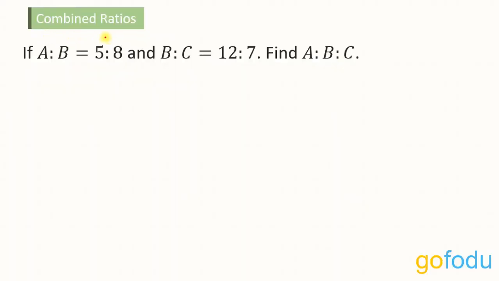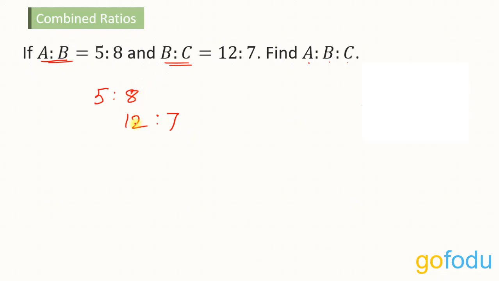Combined ratios. As the name suggests, we have two ratios, A is to B and B is to C, and we have to combine them and find A is to B is to C. So A is to B is 5 is to 8, B is to C is 12 is to 7. This B part is common in both the ratios, but its value is different in both of them. We will make this common part B same in both the ratios.